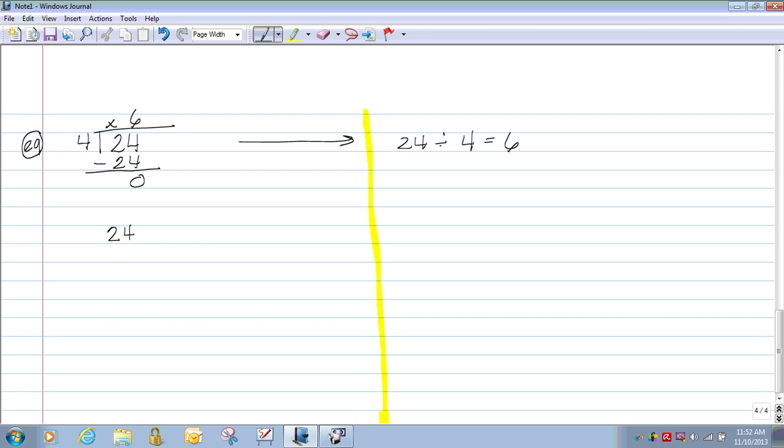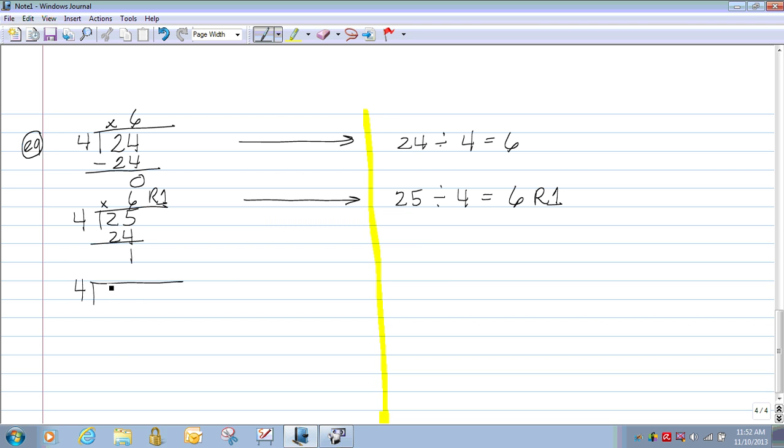Let's try again. If I have 25 in the house and I divide it by 4, I know that 4 times 6 equals 24, and I have a remainder then of 1. 25 divided by 4 equals 6 with a remainder of 1.